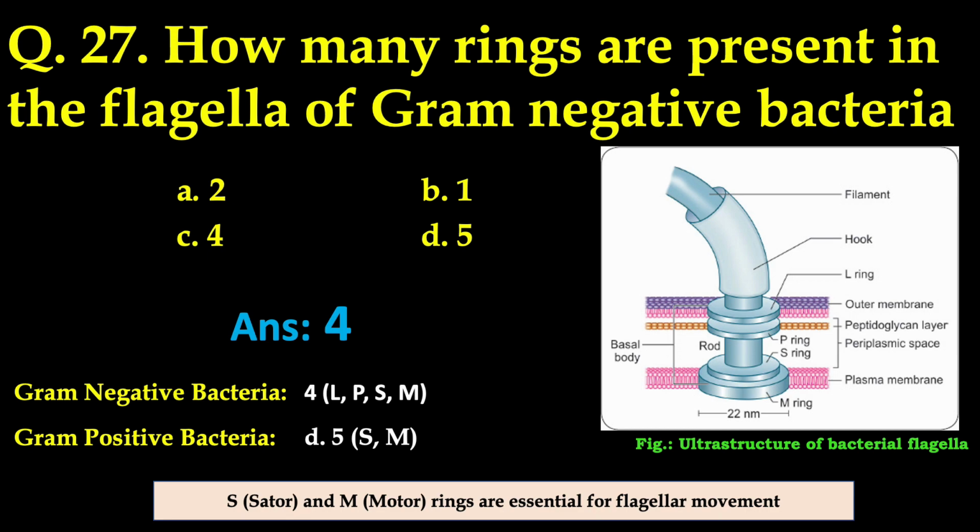P, S and M type rings. On the other hand, gram-positive bacteria have 2 rings, dominated by S and M, that is stator and motor rings, and these 2 rings are essential for the movement of the flagella of a particular bacteria.